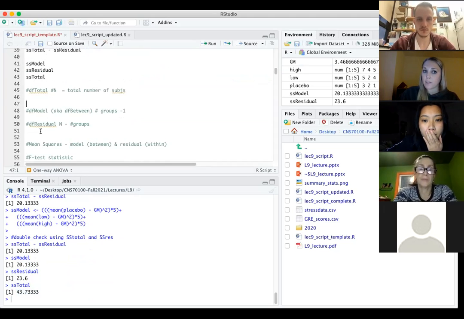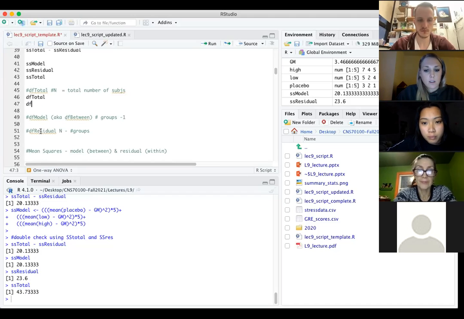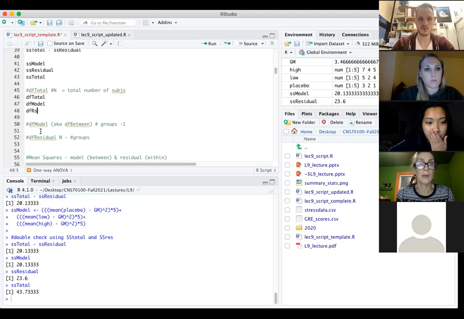But remember, we have to divide by our degrees of freedom to get to mean square, or really to get to variance, because sums of squares has this problem where the number of observations makes our value get higher and higher because it's a sum. So now we're going to do the same thing. I'm going to do DF total, DF model, and DF residual.